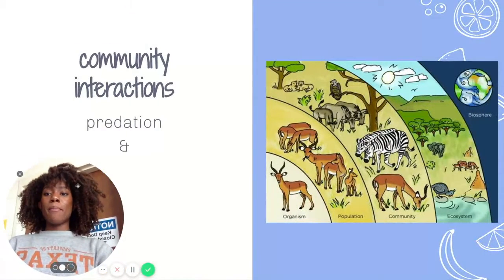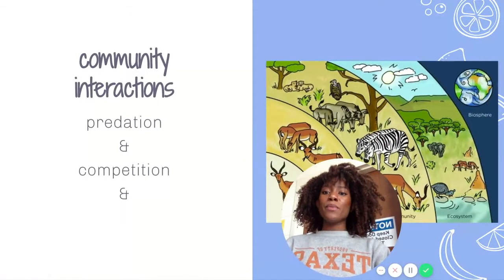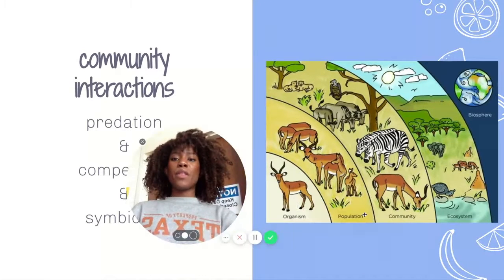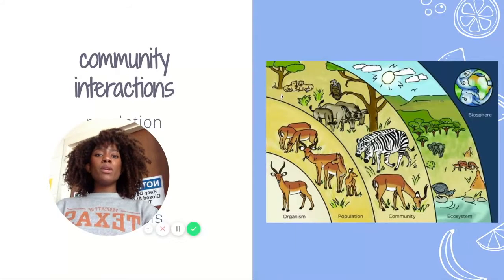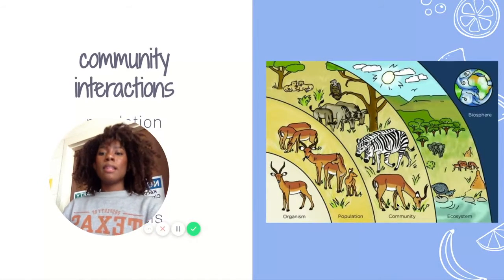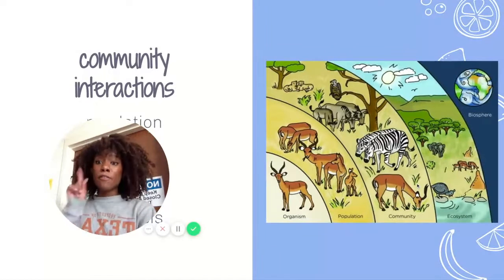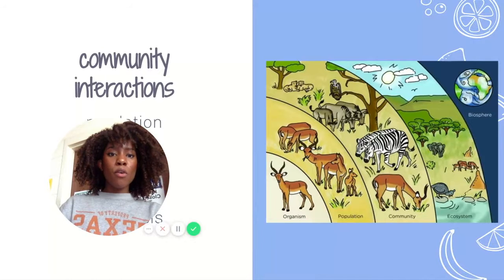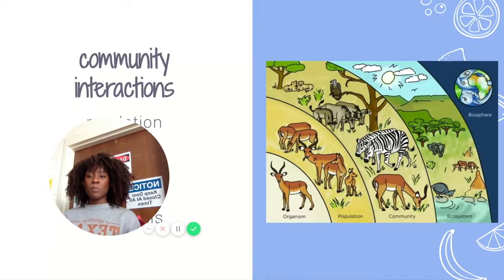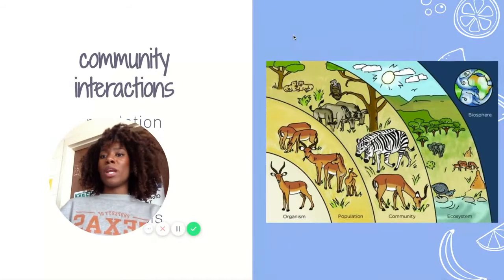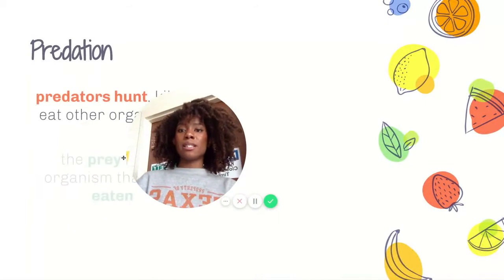Okay, so now that we've recapped that, let's move on. Today we are talking about interactions within the community. So we have predation, competition, and symbiosis. And remember that at the community level, what was it again? Living organisms that are the different species. Right? So we have zebras, vultures, a tree. Those are different species in the same area. That is a community. So we're going to look at some interactions between organisms of different species.